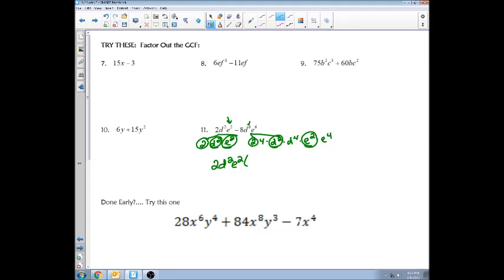What's left over from 2d squared e squared? Well, I have 2d squared e squared over 2d squared e squared, which means I'm going to be left with 1. I'm going to keep my sign, so minus. I have 4 d to the fourth, e to the fourth left, so 4 d to the fourth, e to the fourth, and I am done.